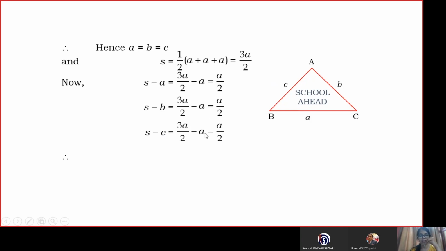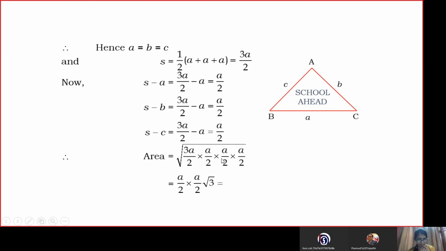Now use the formula for the area using Heron's formula. It is the square root of S into (S minus A)(S minus B)(S minus C). So the square root of 3A upon 2 multiplied by A upon 2, thrice. And as I told you in the previous slide, you have to make groups of 2. You can see that in the numerator we have 4 A's, okay? So how many groups are formed? We have 2 groups. Once you have formed pairs, one factor will come out of the square root sign.